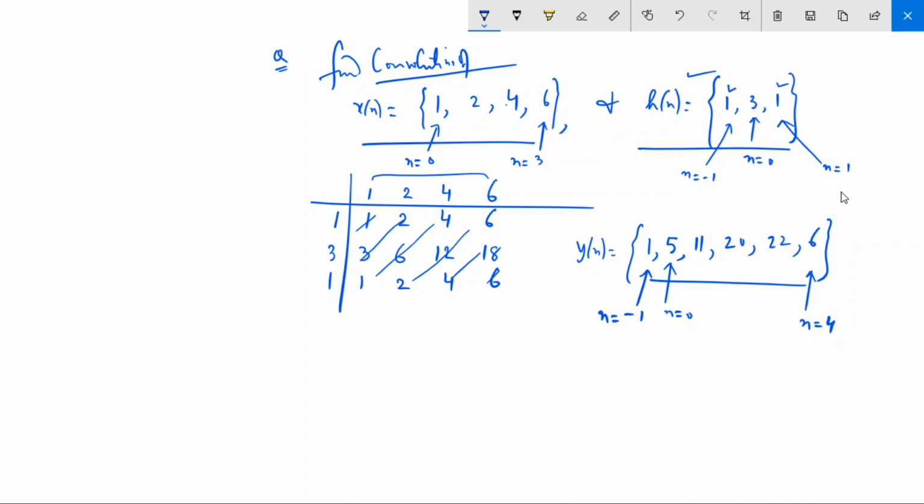Okay. So you have to find the convolution of these two signals using the graphical method that I explained, and you have to check that your answer matches with this. Okay.